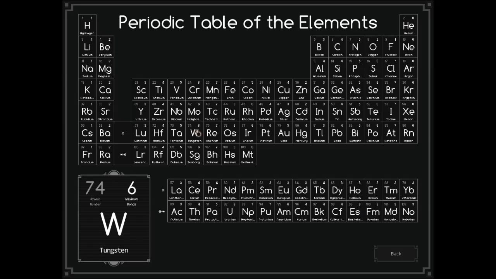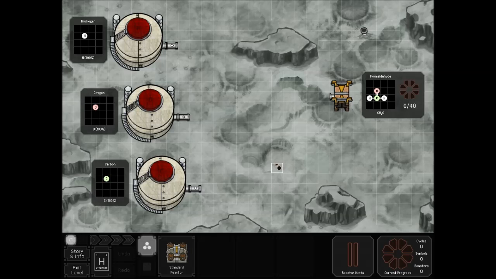Interestingly enough, you can click on this button and see all the different elements they have in the game. I'm not sure how many of these actually exist, but it'll be interesting if you can deal with nobelium and things that decay on very fast timescales. Okay, this is actually getting complicated.